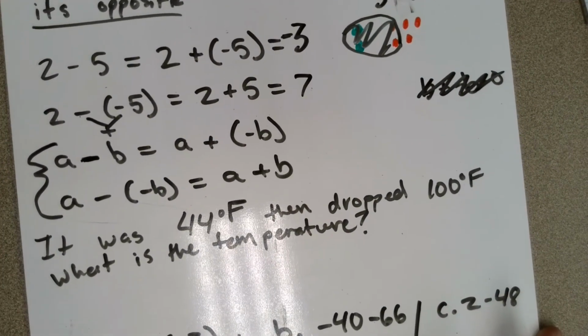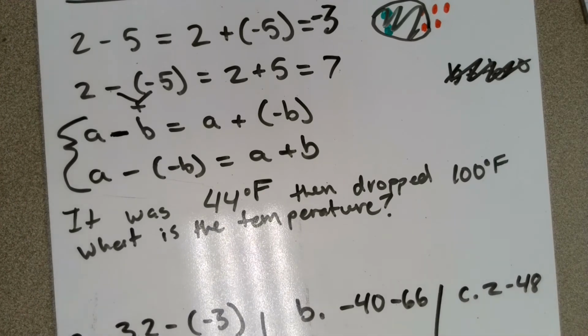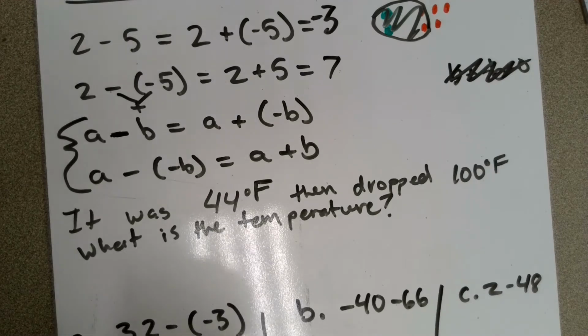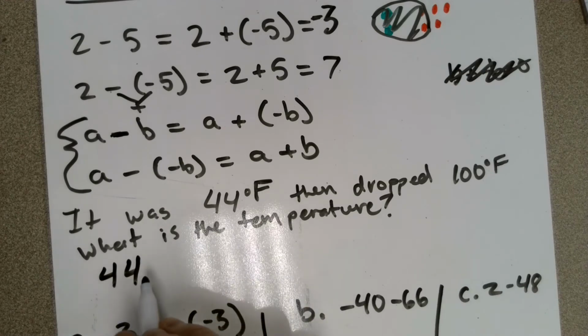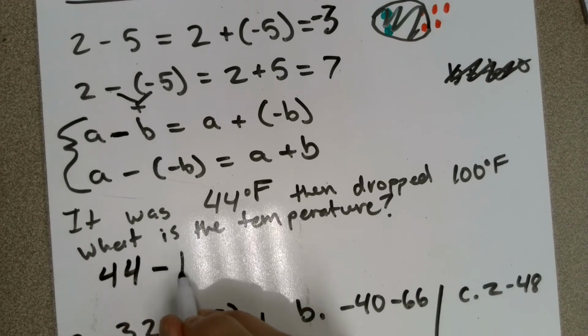All right, if it was 44 degrees Fahrenheit, then dropped 100 degrees, what is the temperature? Okay, so I'm going to write this out. I know it's going to be 44 degrees is what we started at. We dropped, so I know that's going to be minus 100.